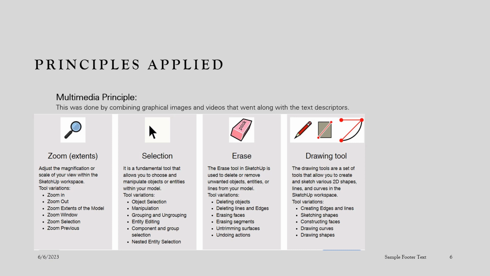The first principle that has been applied to this e-learning system is the multimedia principle. Throughout the entire system, you will find evidence of images and videos combined with text so that the user can have a multifaceted approach to learning, so that they're not reliant on one single mode of information delivery. They have options.